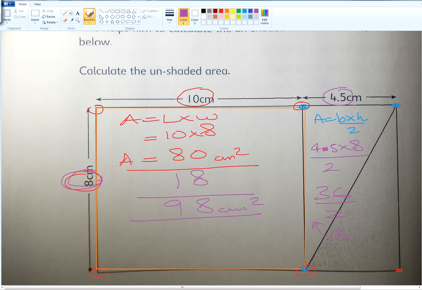Are we happy with that, Uzma? Is that good? You understand it now, yeah? So we look at the area of the rectangular bit, area of the triangular bit, and add them up. Composite shapes. 98 is the answer, yes. 98 centimeters squared is the unshaded area, the white area.